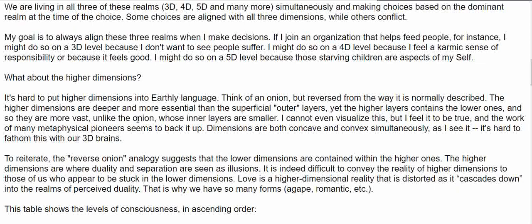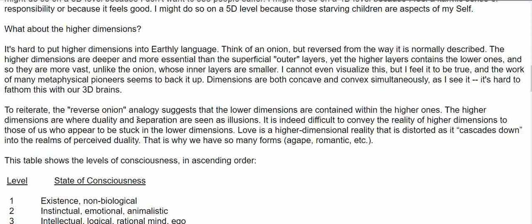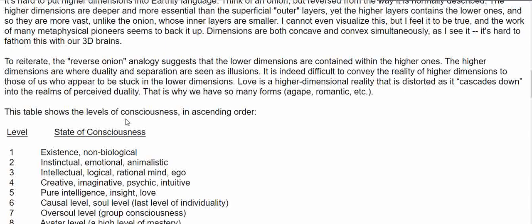What about the higher dimensions? It's hard to put a higher dimension into earthly language. Think of an onion, but reverse from the way it's normally described. The higher dimensions are deeper and more essential than the superficial outer layer. Yet the higher layers contain the lower ones, and so they are more vast, unlike the onion, whose inner layers are smaller. I cannot even visualize this, but I feel it to be true, and the work of many metaphysical pioneers seems to back it up. Dimensions are both concave and convex simultaneously. As I see it, it's hard to fathom this with our 3D brains.